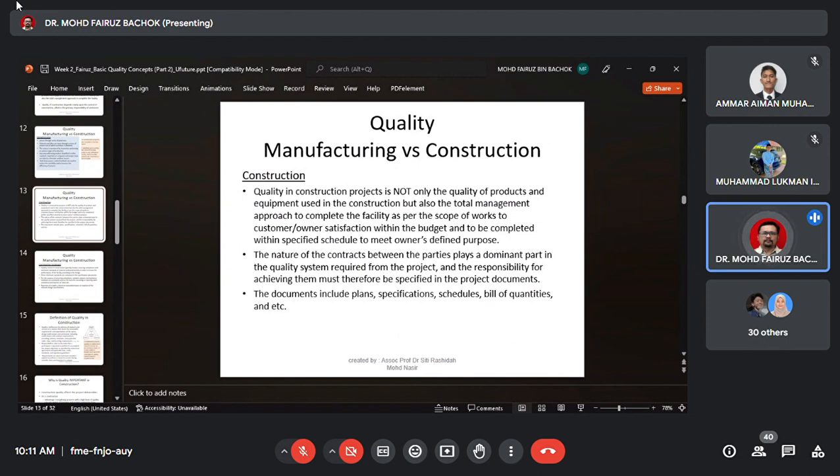If you follow everything that has been put in the document, then you will be safe. Okay, that's why people always say, better you save your own butt, to put it roughly, your own butt, before you look for other people's butt. Maksudnya kamu selamatkan diri kamu daripada kamu nak selamatkan orang lain. This is how that thing works in the construction site.